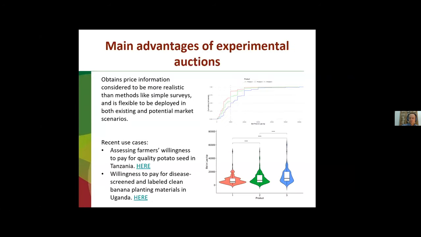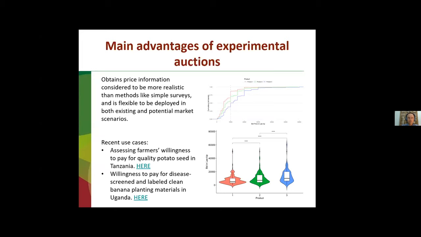The main advantages include getting price information that's more realistic than simple survey methods. So because we're putting people in competition and there's a real possibility to buy, we get much more realistic results. And the method is flexible. We can deploy it in existing markets, and we can also use it to scope for potential markets. So it's quite flexible in its deployment.